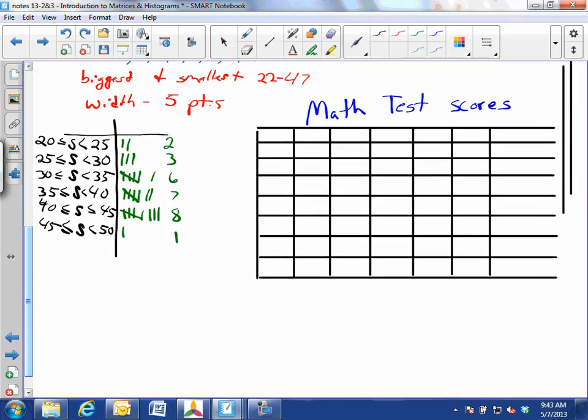So down here I would write scores. Over here is going to be frequency.